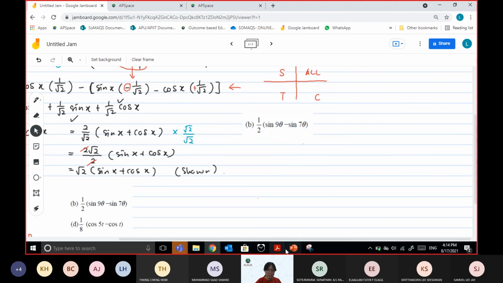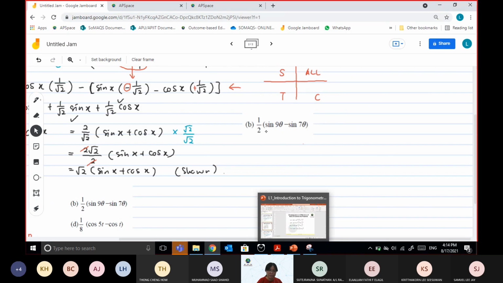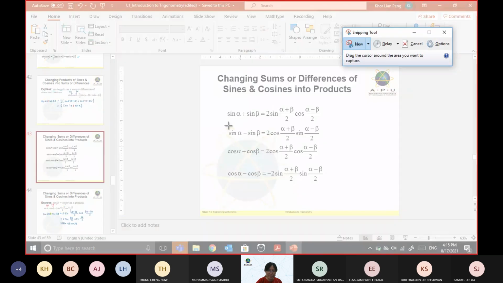So for this question, can you see we have a half, multiplied with sine 9 theta minus sine 7 theta? We have a formula to evaluate this part. If you refer to this, we have the second one, sine alpha minus sine beta. So we're using this one, the subtraction.